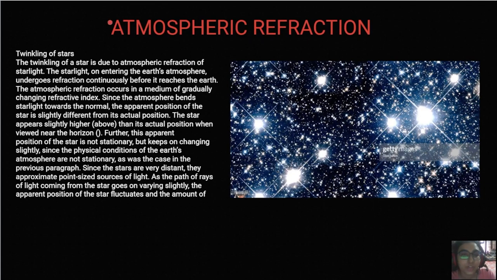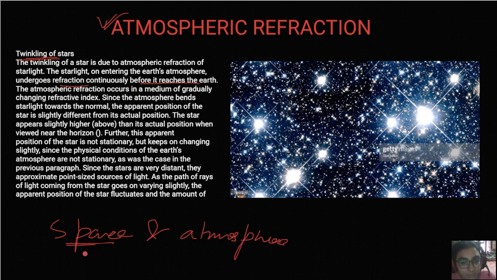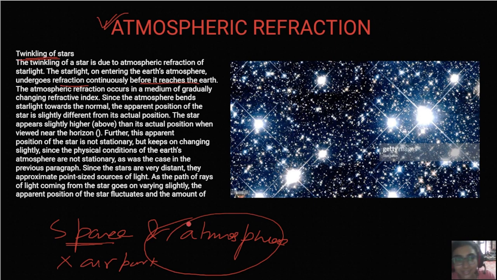Okay, so now we talk about atmospheric refraction. Its basic example is the twinkling of stars. What is exactly being said here is that the starlight, on entering the Earth's atmosphere, undergoes refraction continuously before it reaches the Earth. What is the difference between space and atmosphere? Space is vacuum, right? It has no air particles, whereas the atmosphere has lots of air particles, gases, this and that. So obviously there are lots of particles here, and when there are particles, there will be refraction. So the starlight on entering the Earth's atmosphere undergoes refraction continuously before it reaches the Earth.